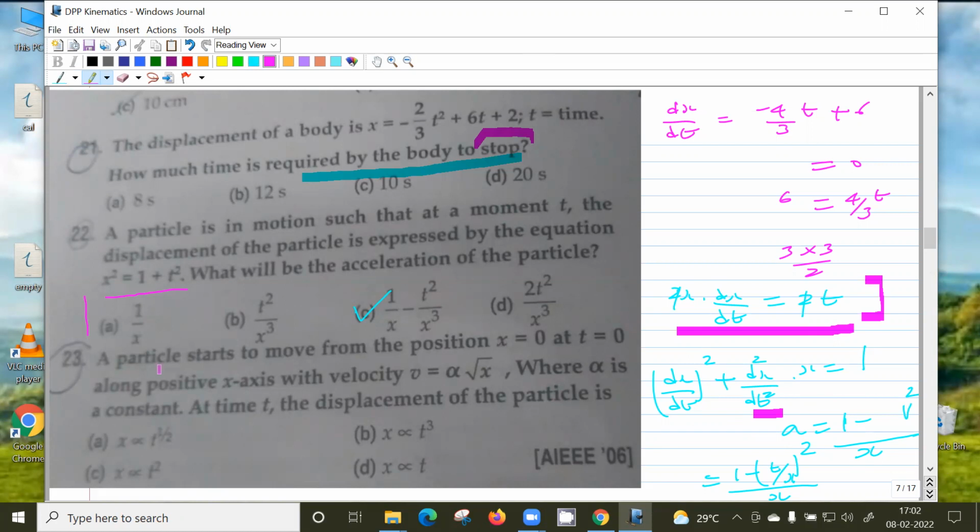Okay, next one: a particle starts to move from position x equal to 0 at t equal to 0 along the positive axis with velocity v equal to alpha root x, where alpha is a constant. This is also very simple. So we integrate it. The integral of x raised to the power half is x raised to the power 3 by 2 divided by 3 by 2. So you have to get it in terms of time.